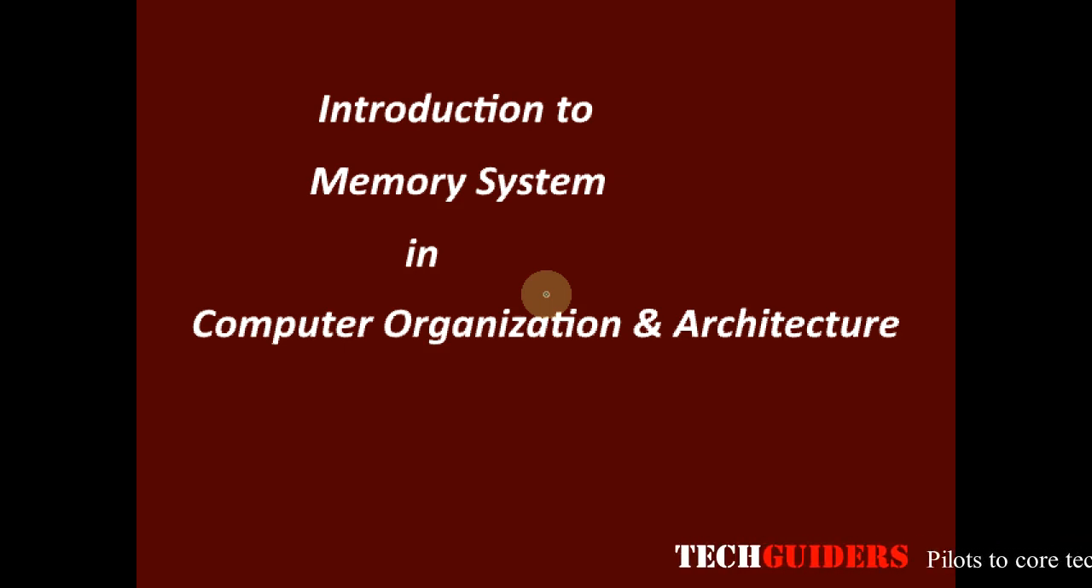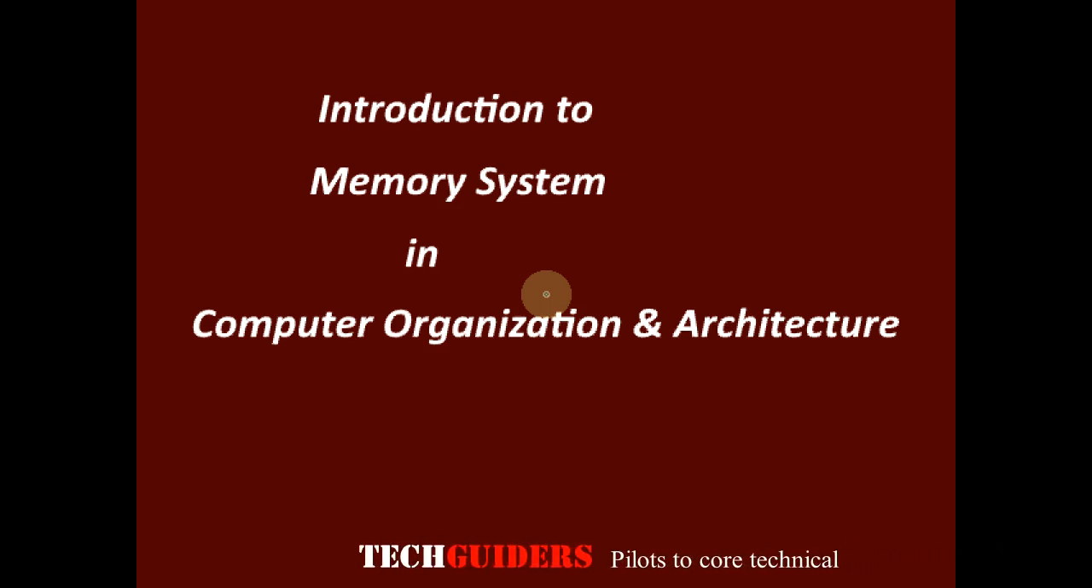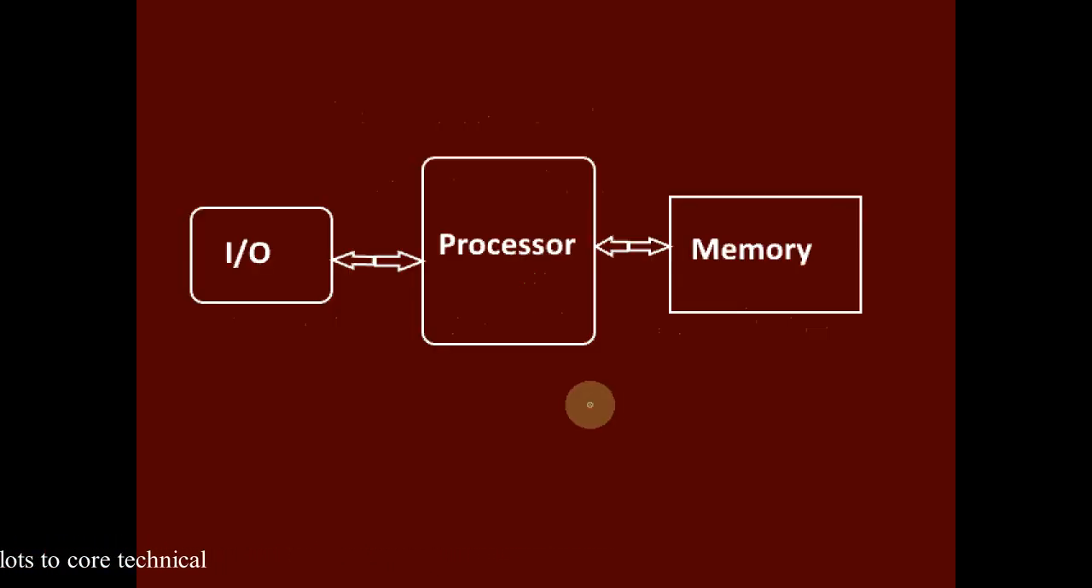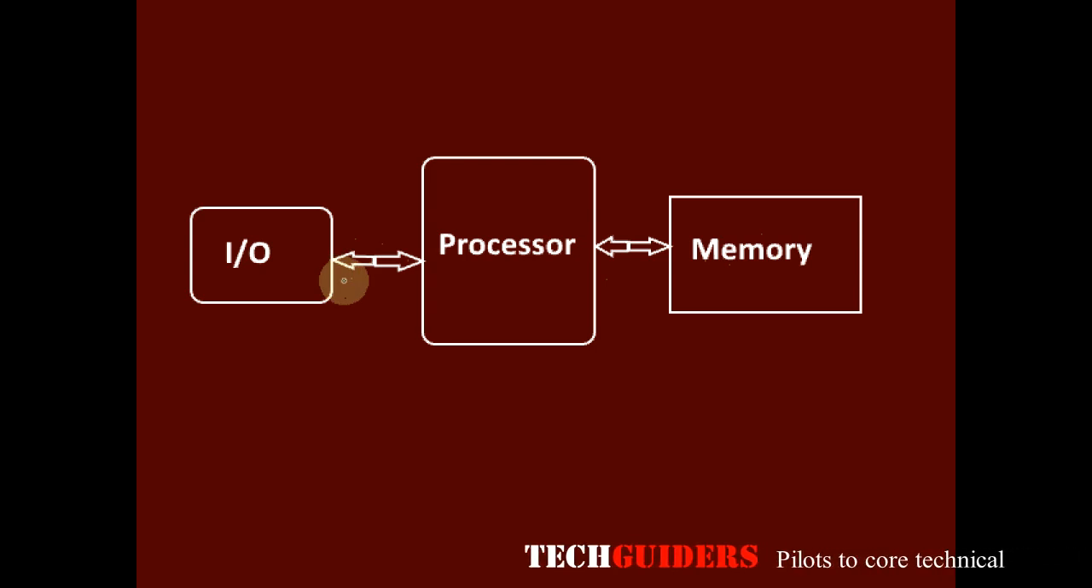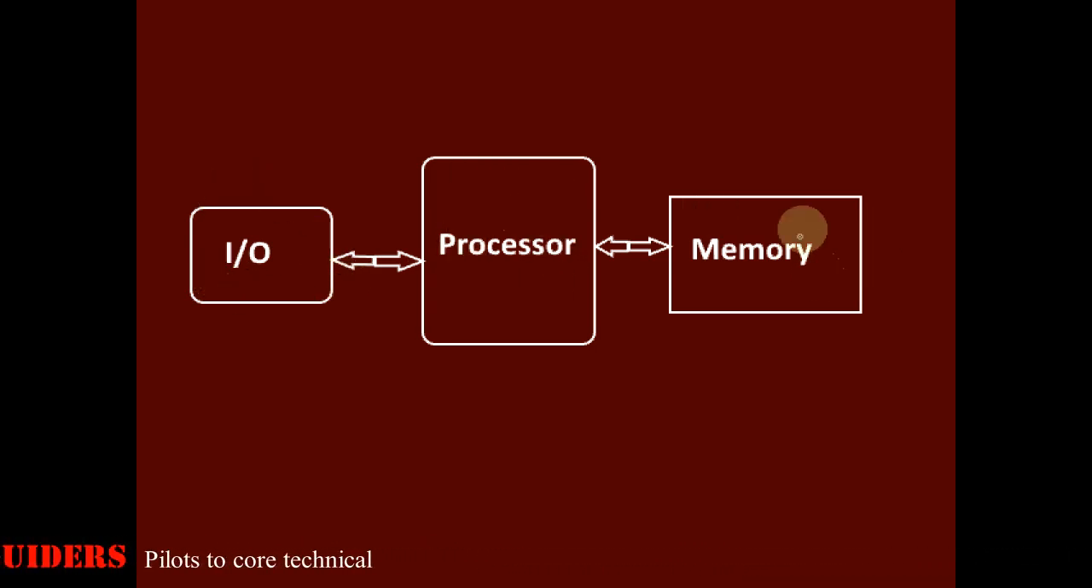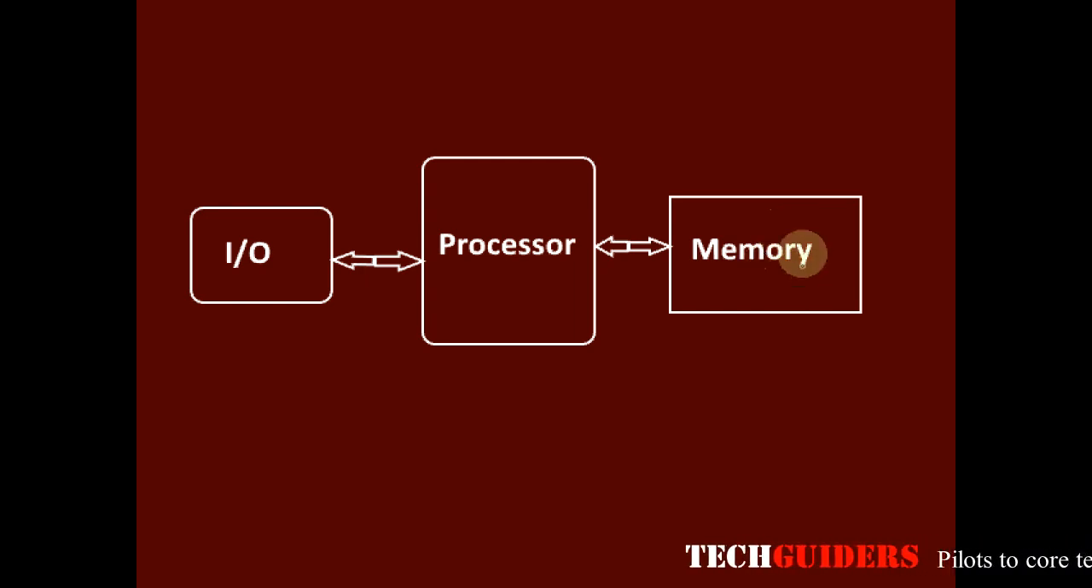Introduction to Memory System in Computer Organization and Architecture. Computer organization and architecture deals with the different functional units of the computer and how they are interfaced, their components, the functionalities, their implementations, and their optimizations. The programs and the data on which they operate are kept in the memory.